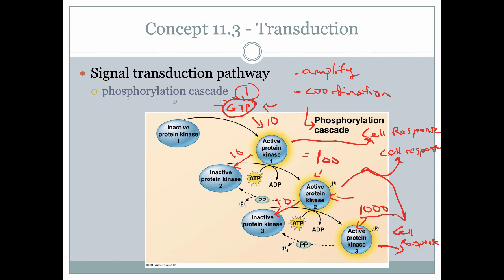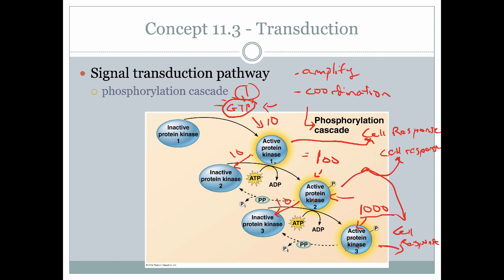A phosphorylation cascade is a signaling pathway using multiple protein kinases that phosphorylate each other, right? So active protein kinase 1 phosphorylates 2, 2 phosphorylates 3. And the reason why phosphorylation cascades are important is they can amplify a cell signal very quickly, and they can allow the cell to coordinate complex pathways or responses. So sometimes cell signals don't just result in a single response. Sometimes signals will result in multiple different responses in a cell, and this is an example of how the cell can do that.